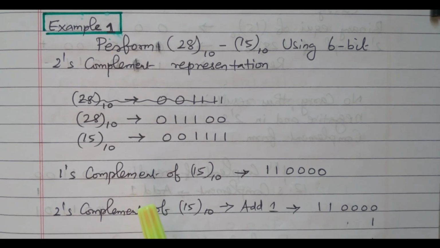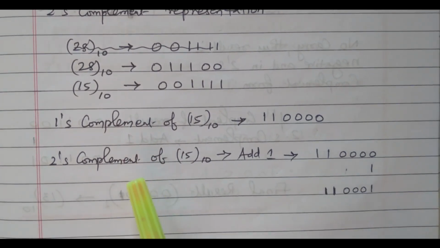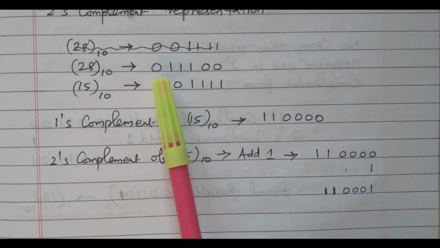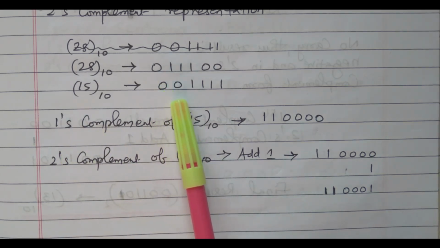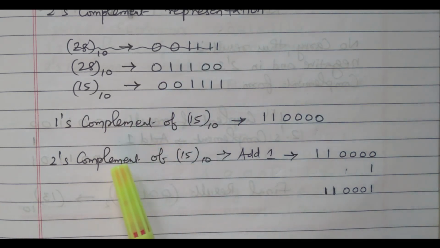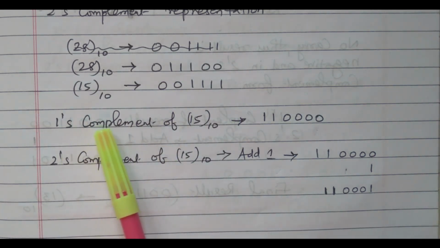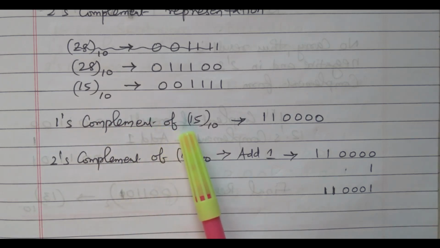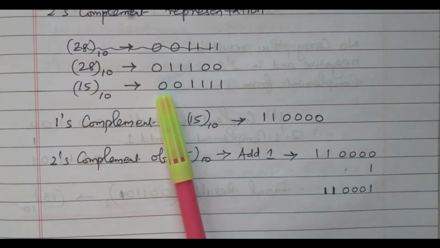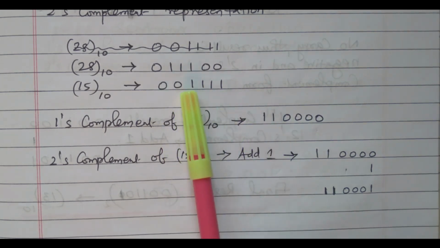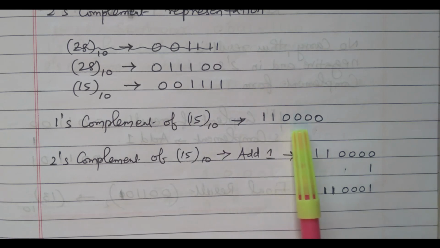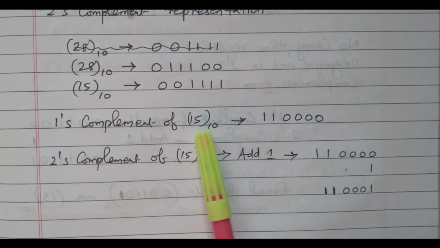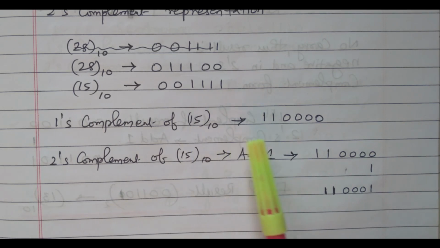What is the first process? We need to take the 2's complement of the second number. So, first we will take the 1's complement. What is the process? The 2's complement of the second number is added with the first number. Before getting the 2's complement, first we will get the 1's complement. What is 1's complement? Convert these zeros into 1's and 1's into zeros. See, these 0 0 are converted to 1 1. These four 1's are converted into zeros. So, this is the 1's complement of decimal number 15: 110000.